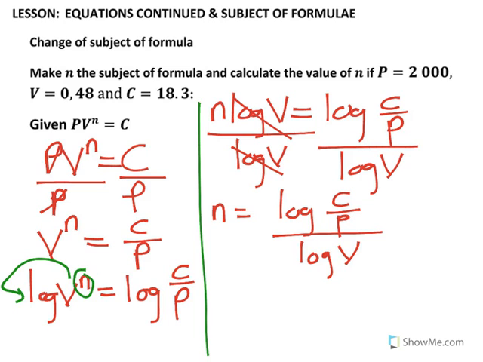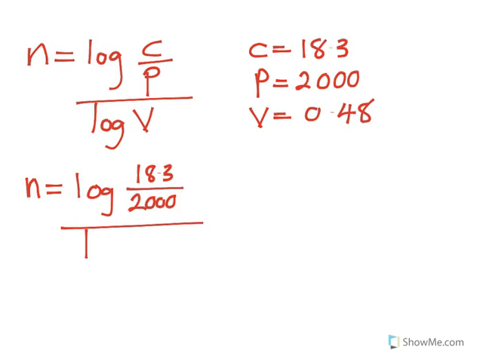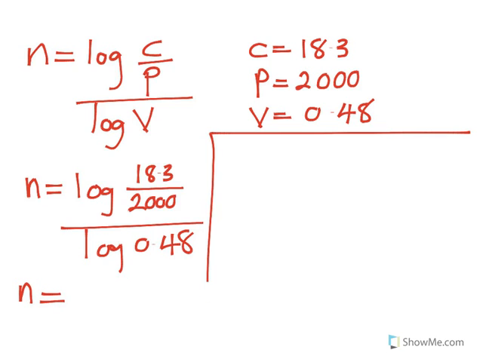Now you have to substitute what you're given. Remember that they gave you the values of p, c and v. So now n is equal to log of 18.3 over p, which is 2000, divided by log 0.48. And then you can now use a calculator, you can get the answer.